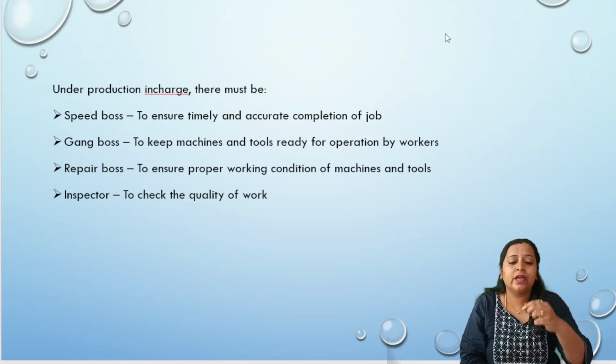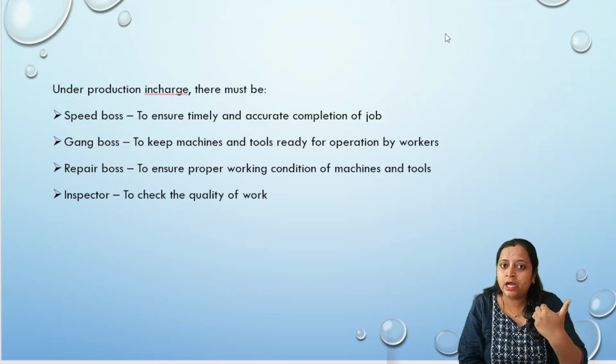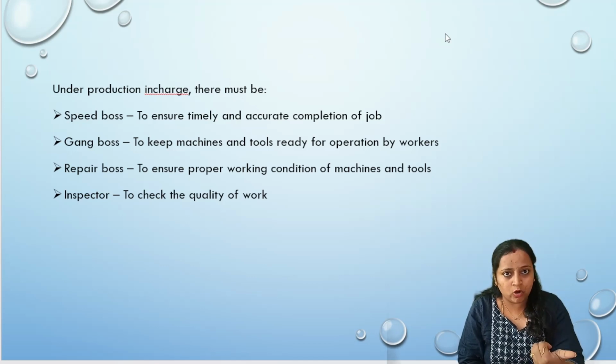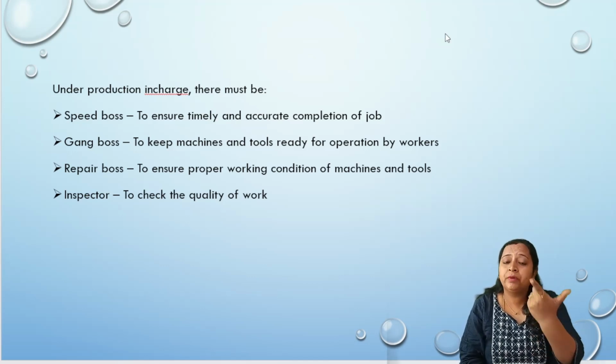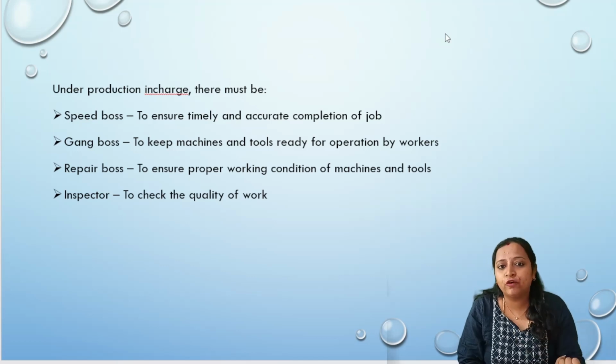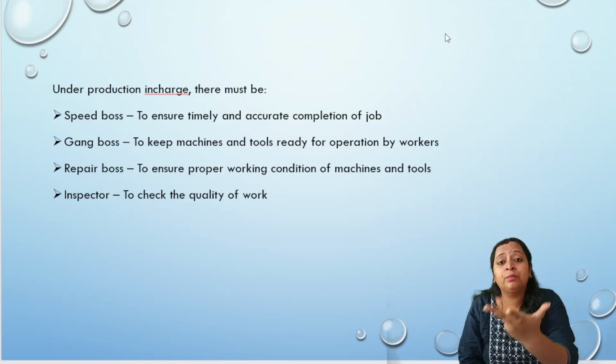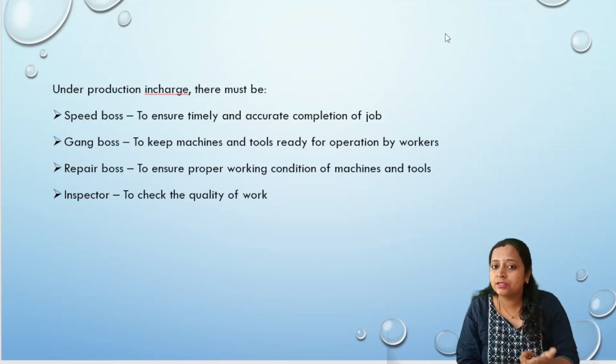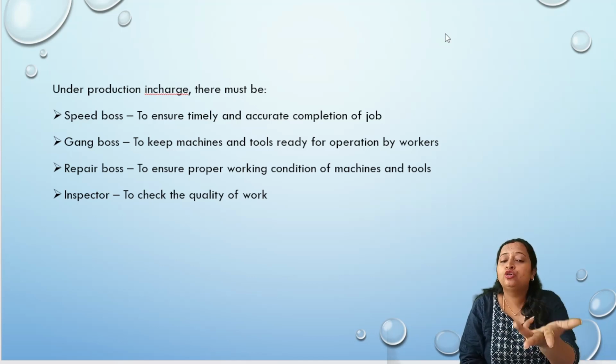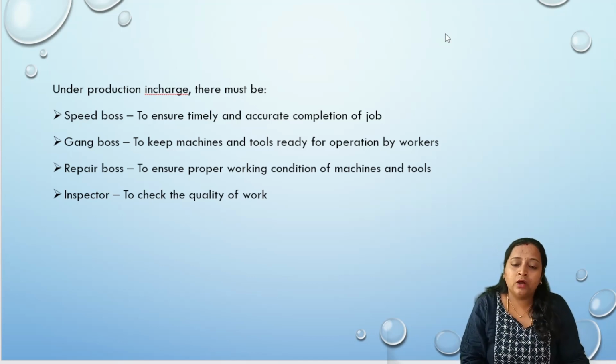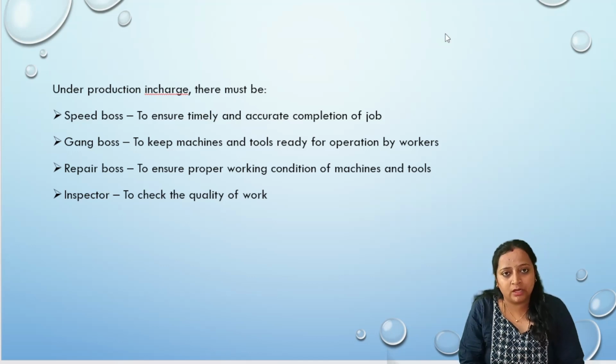Under production, we have the speed boss to see whether you are completing the job on time or not. Gang boss to keep ready all the machines which are required for you. Repair boss to keep all the machines and tools in working condition, and inspector to check the quality of the work. Okay, these 4 will come under your production in charge.